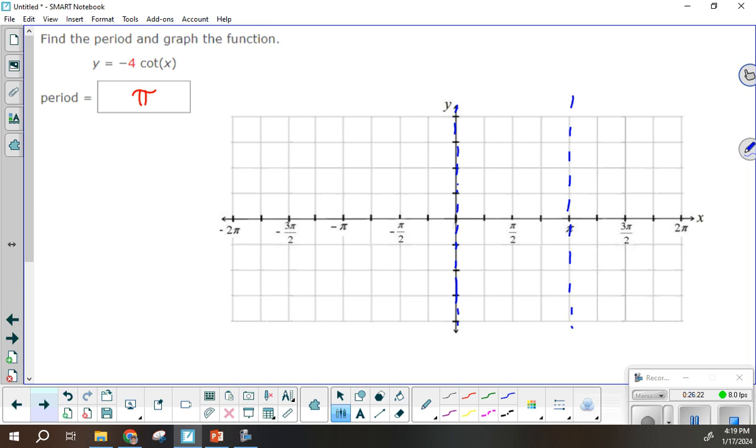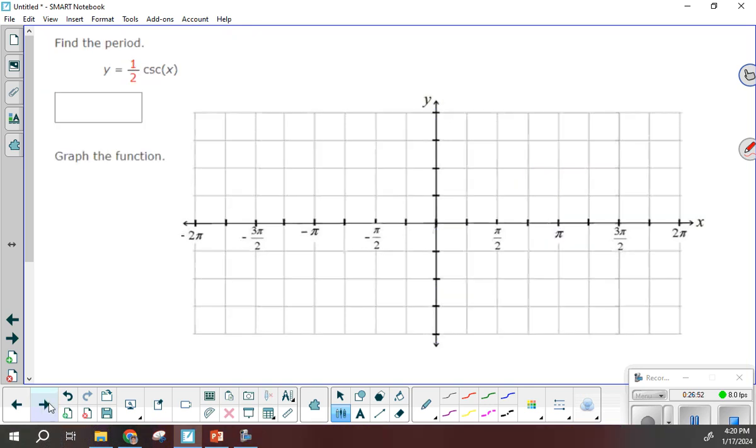Now again, we have this minus out in front. So once again, it flips. So instead of the left tail going up and the right tail going down, we flipped. Whoops, I said we flipped and then I went to draw the regular one. So now we have that. Okay, that is cotangent.